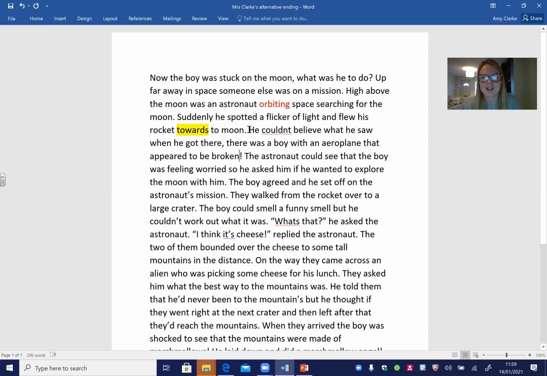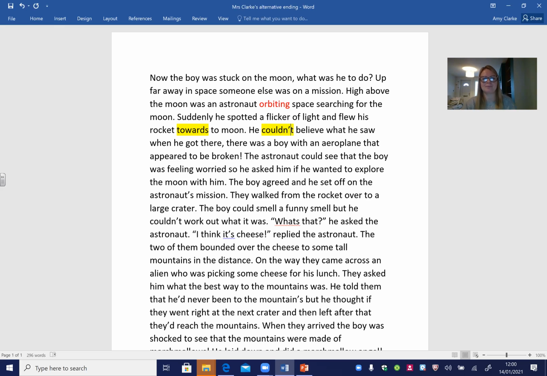Next bit. He couldn't believe what he saw when he got there. There was a boy with an aeroplane that appeared to be broken. Right, okay, couldn't. Straight away, you all identified that couldn't should have an apostrophe in, shouldn't it? So I'm going to add that in, because could and not together make the word couldn't. He couldn't believe what he saw when he got there. There was a boy with an aeroplane that appeared to be broken.